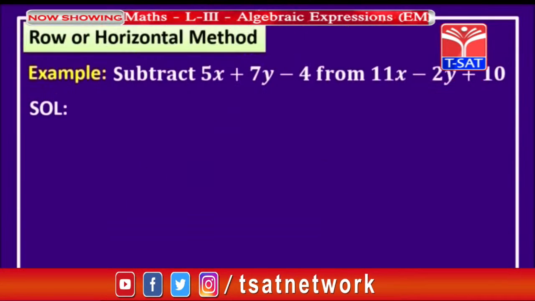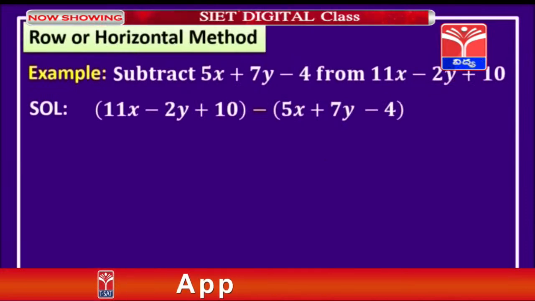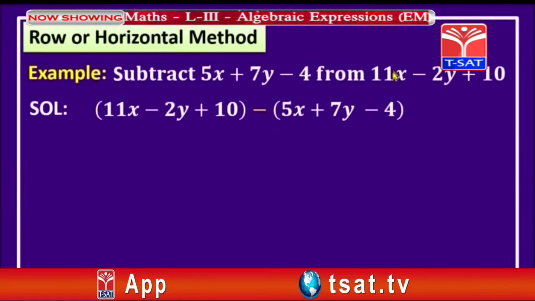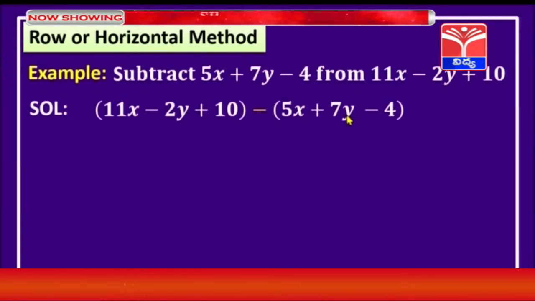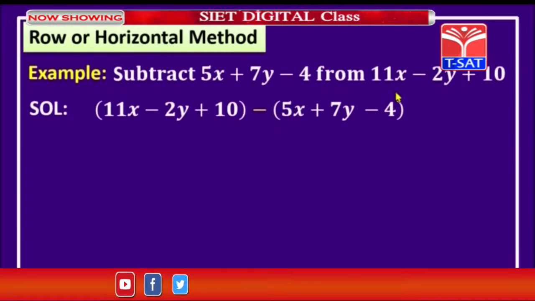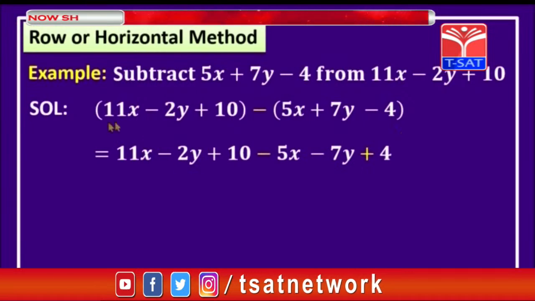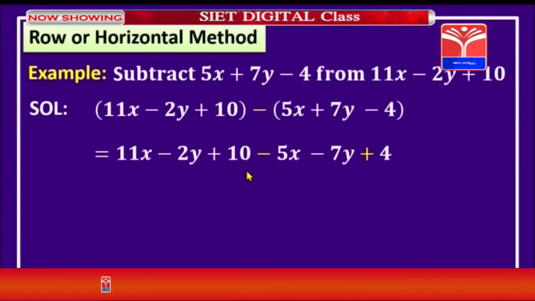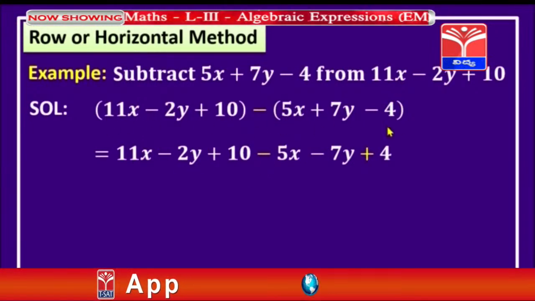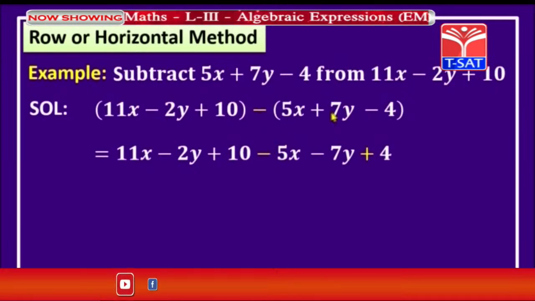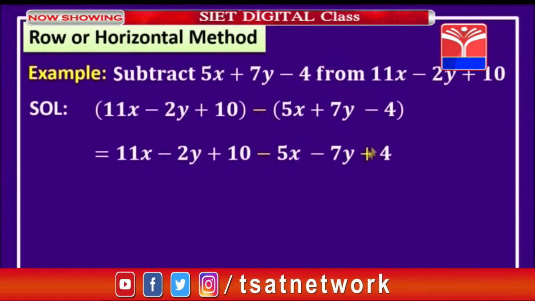Now we can do the same in the horizontal or row method. Let us see that also. Now write the expressions as shown, separated by a minus sign. So from this we are subtracting this expression. Don't forget to write the brackets, children. It's very important. Now in the next step, just open the brackets. So here these terms will come as they are, no change. But when I remove the bracket here, we need to multiply each and every term with this minus. So minus into plus is minus 5x, minus into plus again minus 7y, and minus into minus is plus 4.